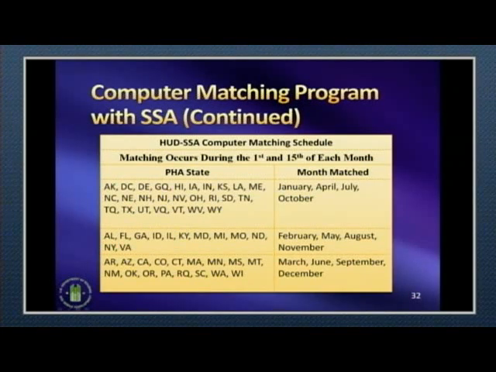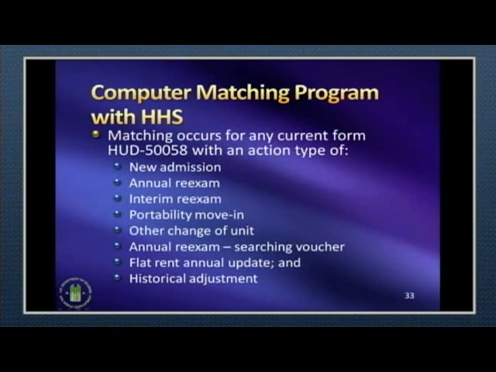Basically, this schedule outlines for you the states and the month in which information is matched. All you have to do is find your state. For example, Oklahoma, we just matched them in September. The next match for them will be in December, so everybody in Oklahoma will be updated in December. There are the states that are going to be matched in November, your Alabama, Florida, Georgia, Idaho, and so forth.